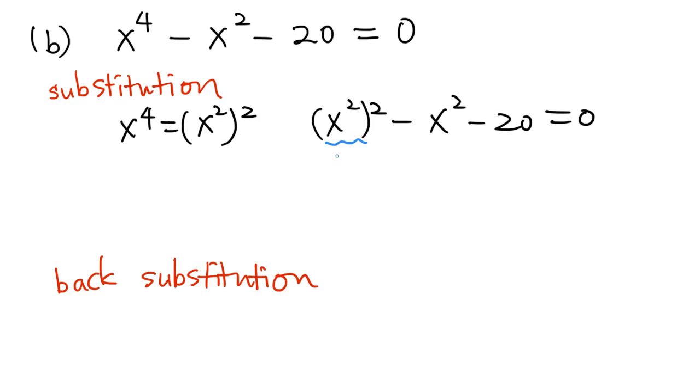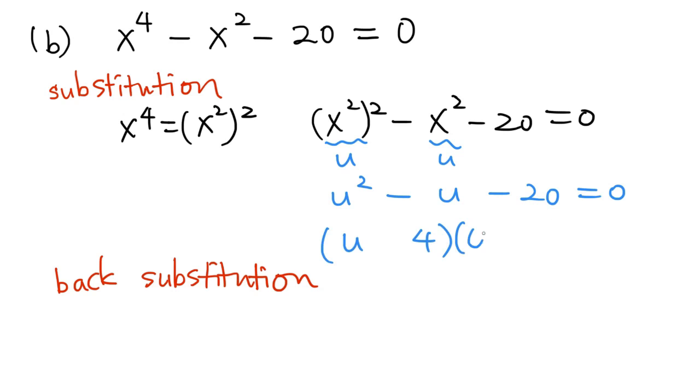And we can substitute u for x squared. So we have u squared minus u minus 20 equals 0. And 20 is 4 times 5. So we have 4 and 5. 4 times 5 is 20. But this is negative 20, so we have to put the negative sign either to 4 or 5. And the coefficient of u is negative 1. So we better have negative 5 plus 4.